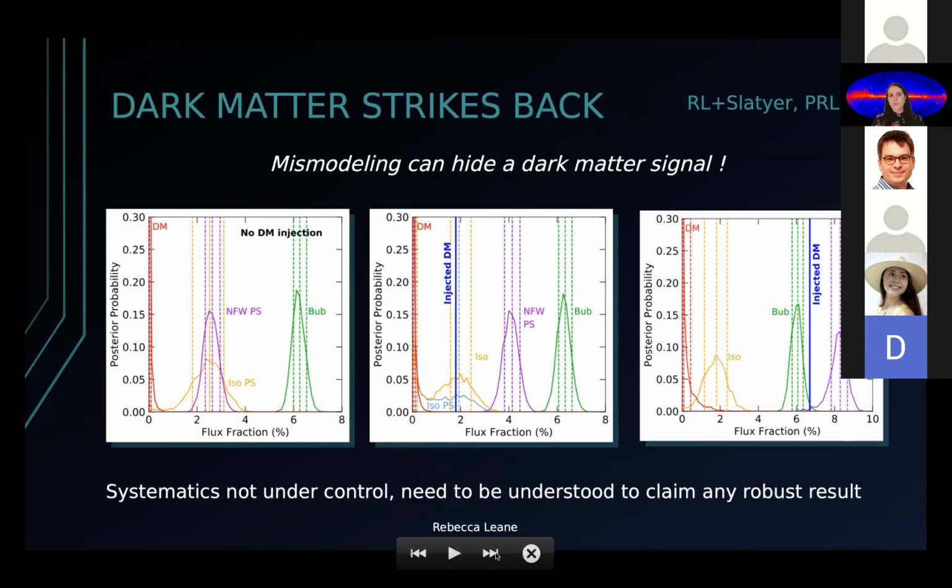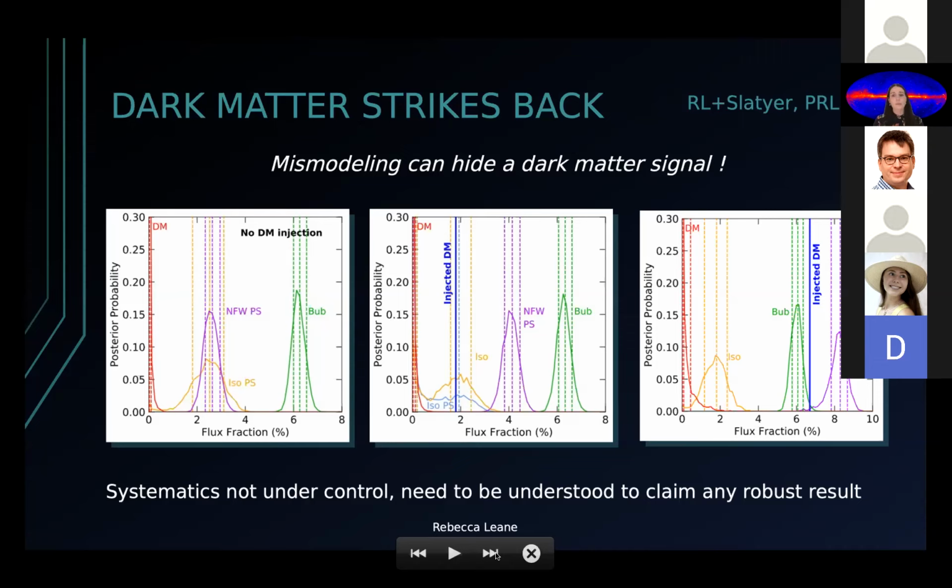But then what we did was we just injected a dark matter signal. We injected something that looked like the excess that was smooth, and that's the middle figure. This is about 2% of the flux, roughly the size of the excess. And what happened was the flux just went into the NFW, or the excess point sources, and the dark matter was still heaped at 0. So the fit didn't find the dark matter.